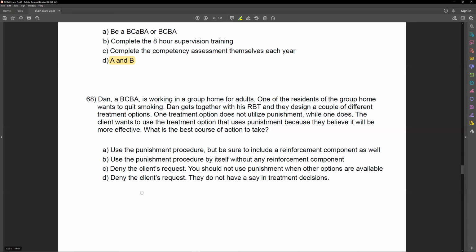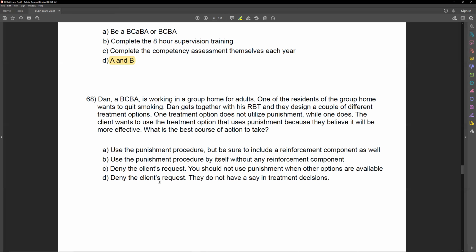So what about B? Use the punishment procedure by itself without any reinforcement component. No, you should always have another component to any punishment procedure. Remember, punishment procedures don't teach the appropriate behavior. Punishment is not permanent. We need some sort of reinforcement replacement behavior. C, deny the client's request. You should not use punishment when other options are available. Not necessarily true. Whenever we use punishment, there's always other options available, right? But it doesn't necessarily mean we shouldn't use punishment.